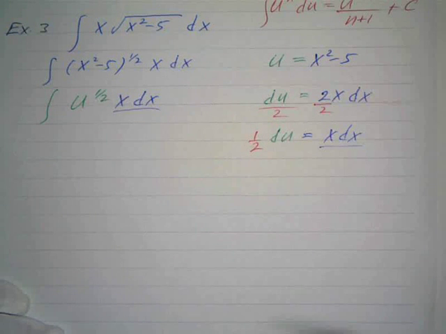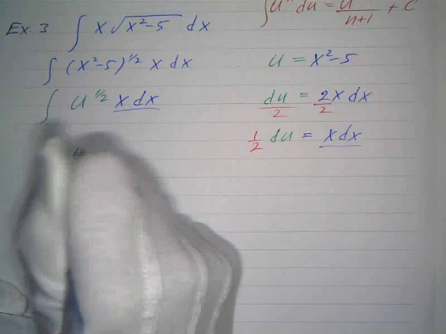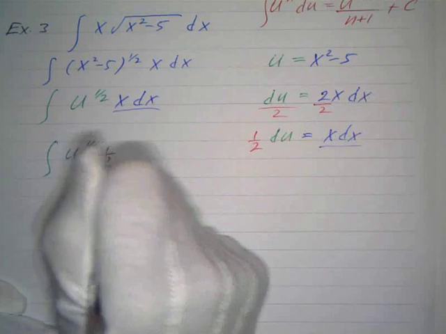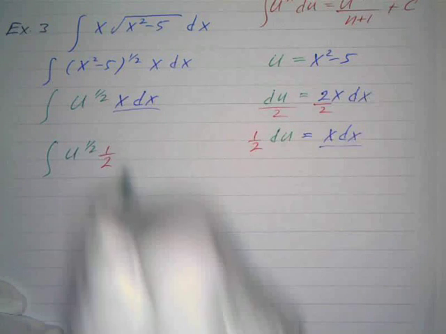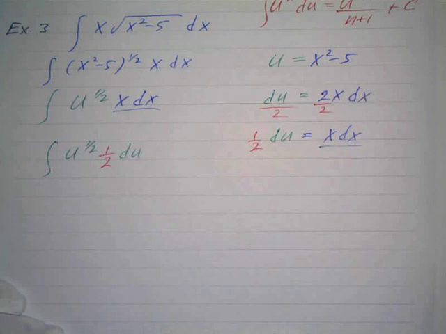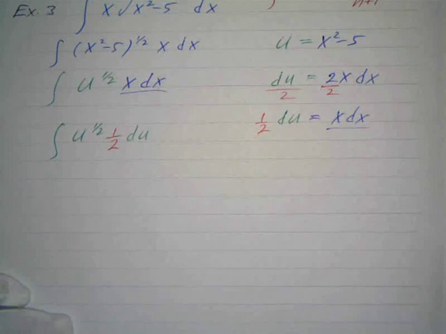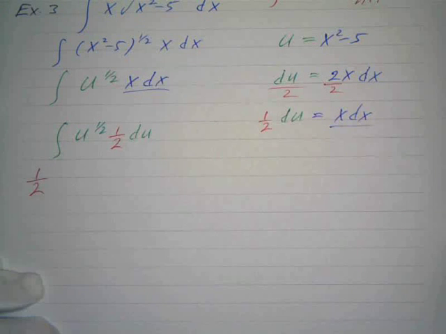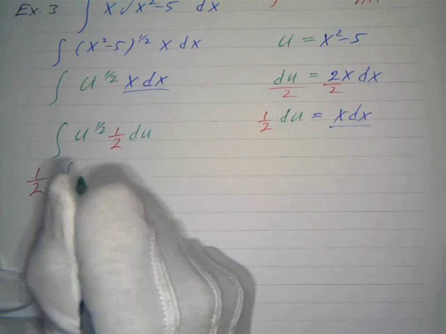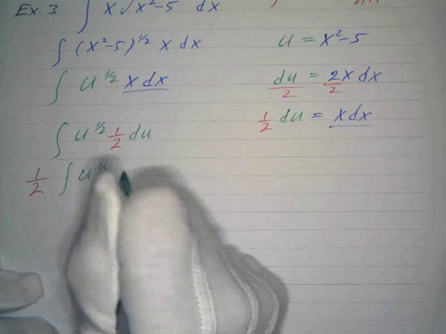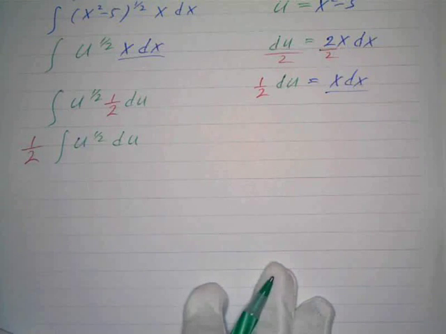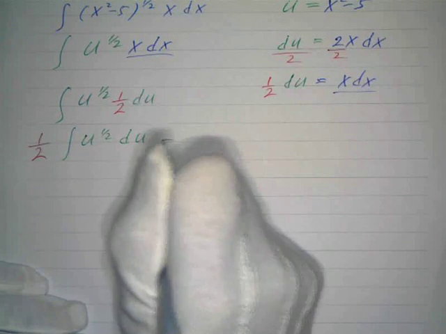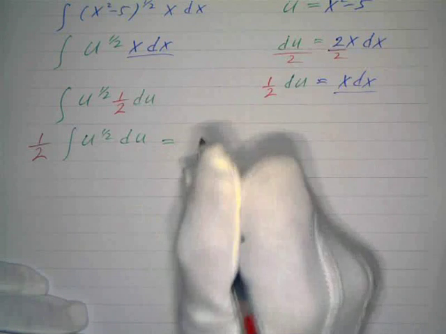So I have my integral over here, u to the 1/2, and then I've got 1/2 times du. It almost looks like u to the n du. I just have that 1/2, so I'll put that in front using the constant multiplier rule. Now I have the integral of u to the 1/2 du, and you can see you've got u to the n du. So that's going to equal, now remember, don't forget the 1/2.